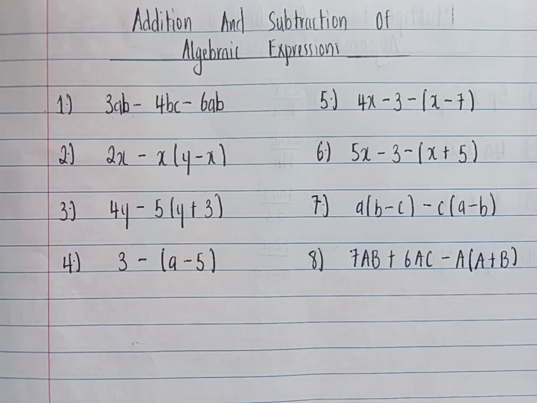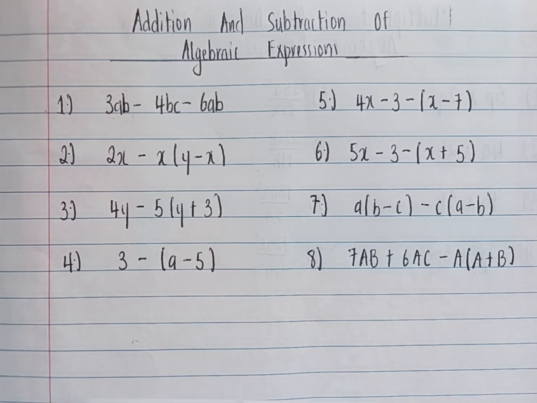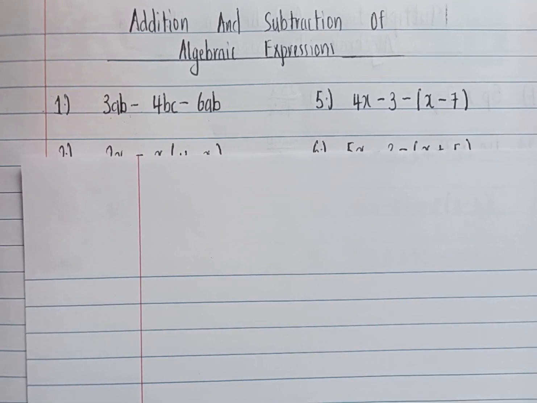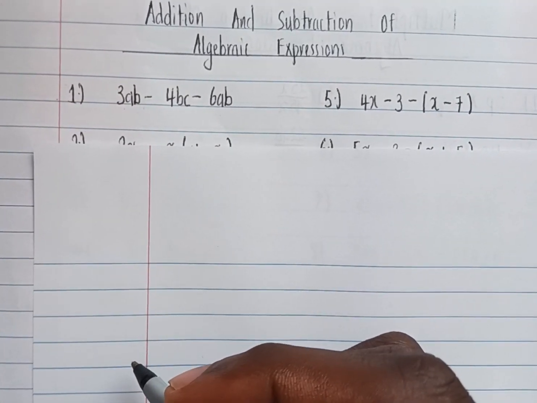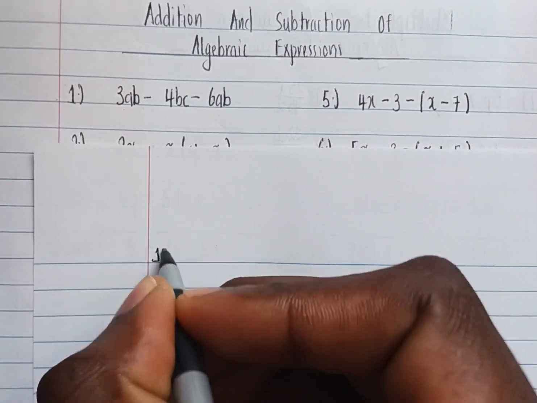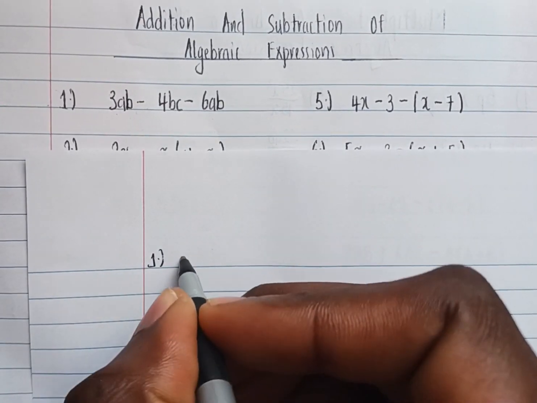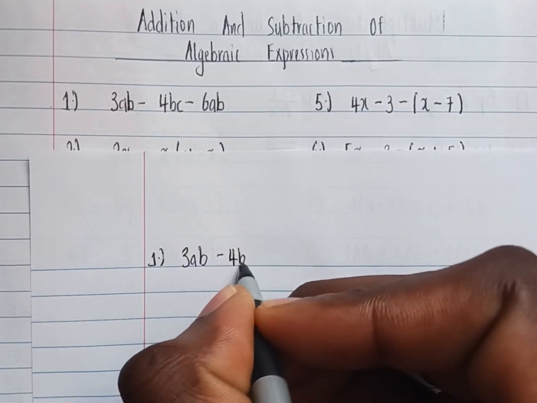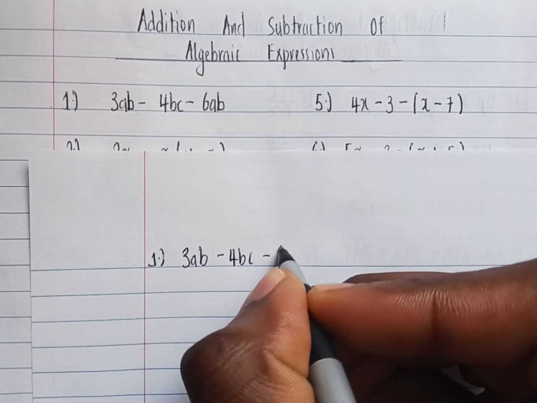Now that we have a little notion about the addition and subtraction of algebraic expressions, let's tackle these questions. We have number 1, we have 3ab minus 4bc minus 6ab.